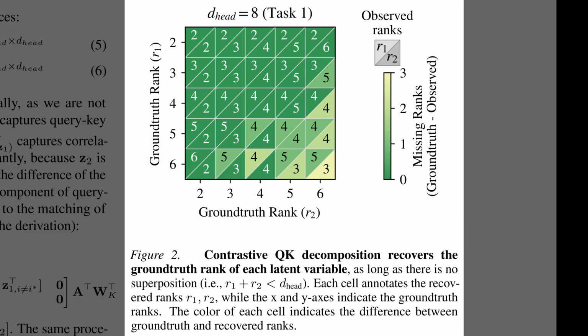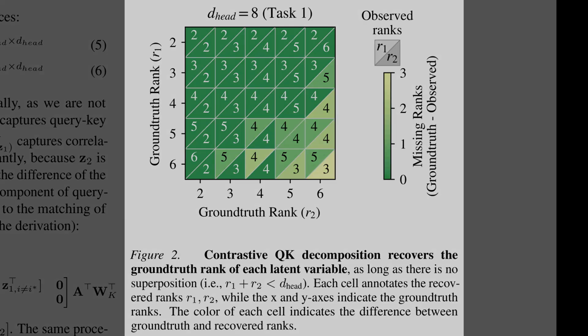Well, Figure 1 laid out the concept, and now Figure 2 puts it to the test using a synthetic task where the true feature ranks are known. The heat map compares the ground truth ranks on the axes against the recovered ranks inside each split cell. In the upper left section, the cells are dark green, indicating the method perfectly retrieves the correct ranks. This success occurs because the total complexity of the features fits within the head's dimension of 8. However, down in the bottom right, the lighter colors reveal that the recovered ranks are lower than the truth. This happens because the model is forced into superposition, compressing the features into a smaller space than they naturally occupy.